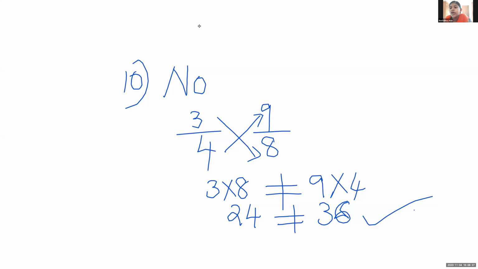2 into 3 and 4 into 6. Here we can write only no. And 24 is not equal to 36. If you don't want to write, okay.